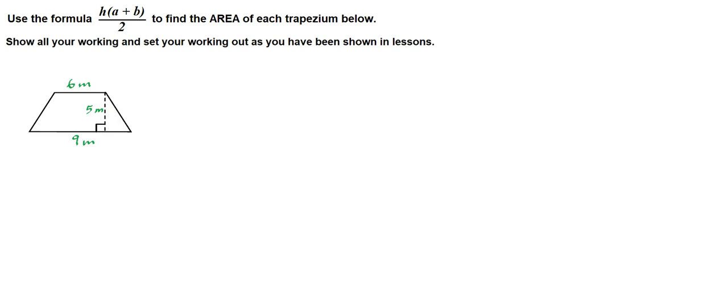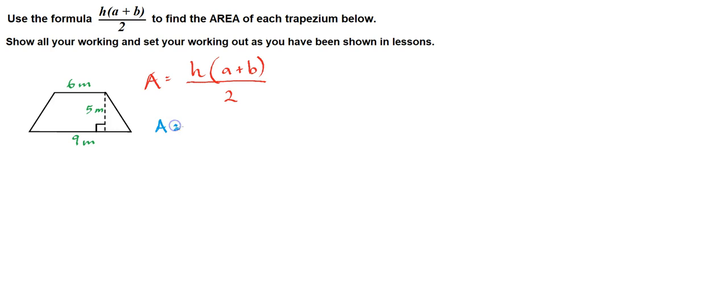Okay, so use the formula h times (a plus b) divided by 2 to find the area of a trapezium. The trick here is really to identify the different parts of the trapezium so that we can substitute their values into our formula. So let's see if we can accomplish that.